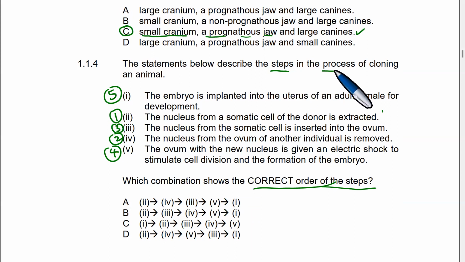These are the steps that involve the process of cloning an animal. How to clone an animal? We start as follows: the nucleus from a somatic cell of the donor is extracted. Number 2, the nucleus from the ovum of another individual is removed. Number 3, the nucleus from the somatic cell is inserted into the ovum. Number 4, the ovum with the new nucleus is given an electric shock to stimulate cell division and formation of an embryo. And then 5, the embryo is implanted into the uterus of another female for development. So in 1.1.4, the correct option will have to be option A. All right, so just note that.